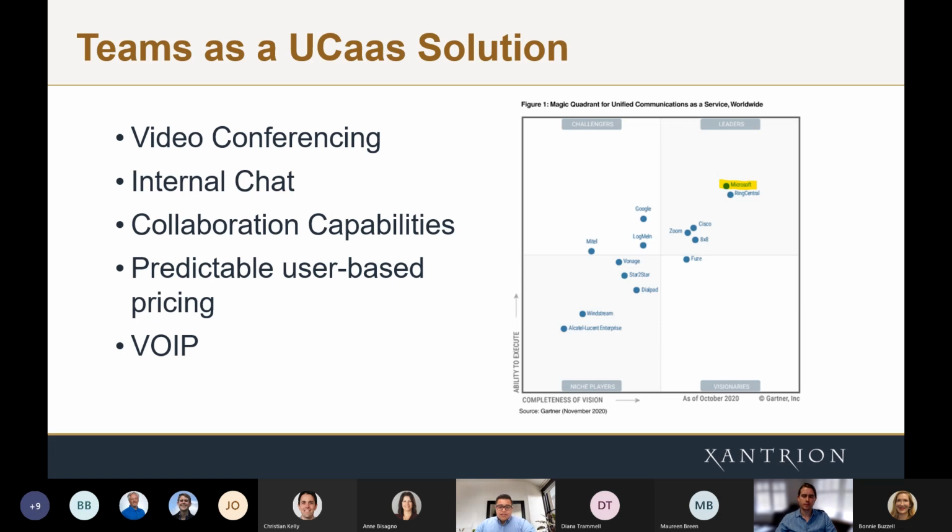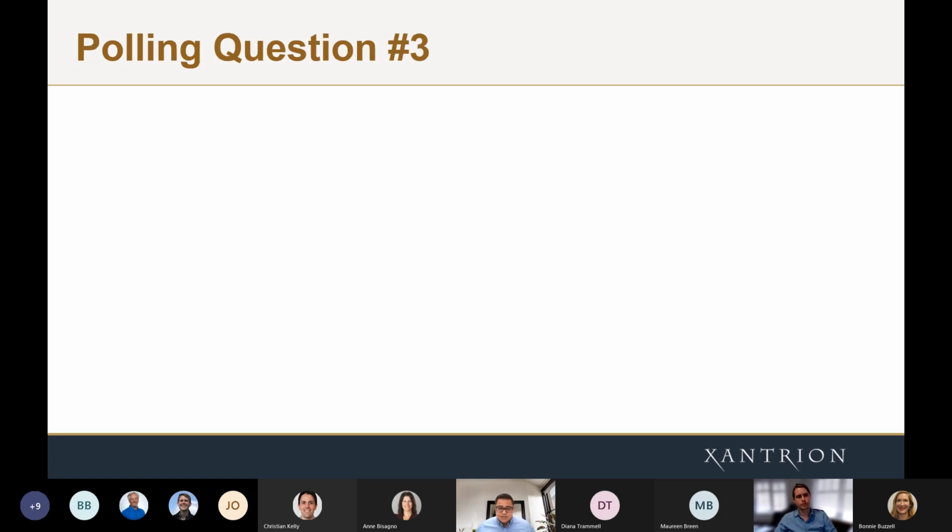Now, before I leave you here with some cost considerations to think about, let me push this back to Bonnie here for one of our last polling questions, which is going to be relevant as we get into this last conversation. Specifically, we're going to be asking, are you currently using an on-premises phone system?